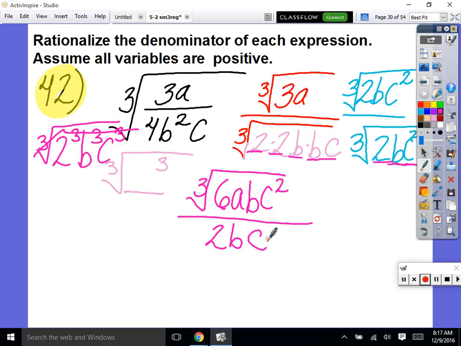So you'd say to yourself, now is my answer simplified all the way? Yes, because you can't divide something under a root with something that's not. So there's my final answer. Yes.